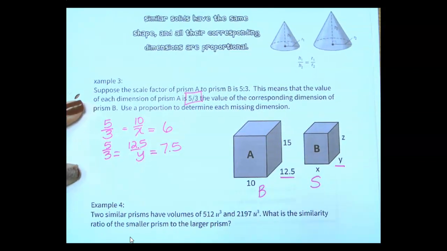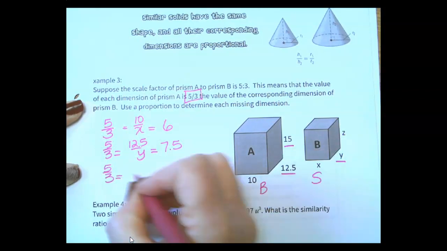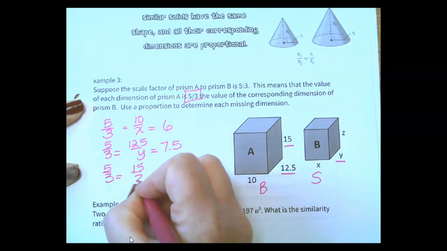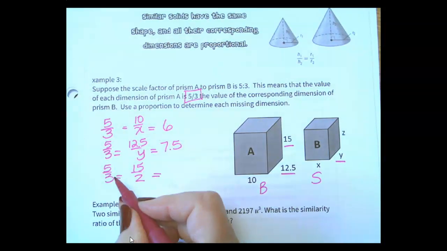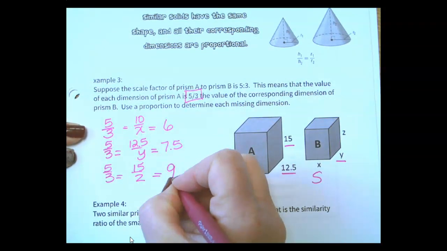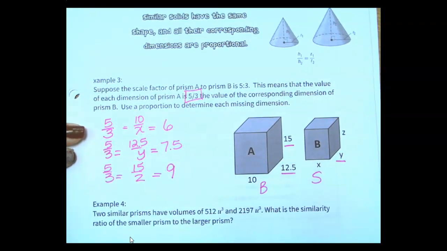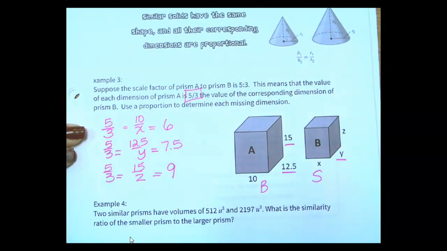And then the last one, 15 corresponds to Z. Cross multiply, what is that? 45 divided by 5. Did I say that right? Yeah, Z is equal to 9. All right, so that part was super easy. You guys should know how to do that.